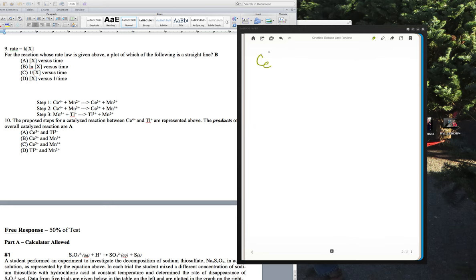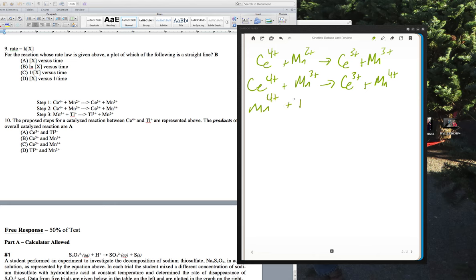I have Ce4+ plus Mn2+ goes to Ce3+ plus Mn3+. The next equation was Ce4+ plus Mn3+ goes to Ce3+ plus Mn4+. And then finally, Mn4+ plus thallium, just a single plus, gives us thallium 3+ plus Mn2+.